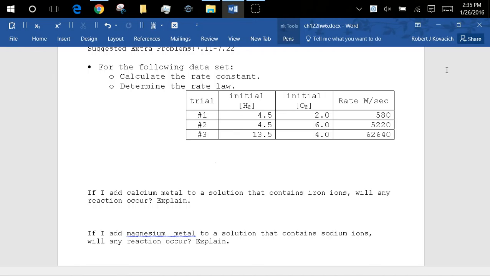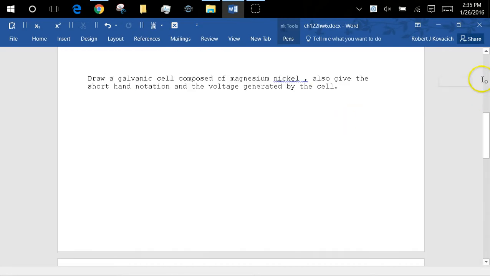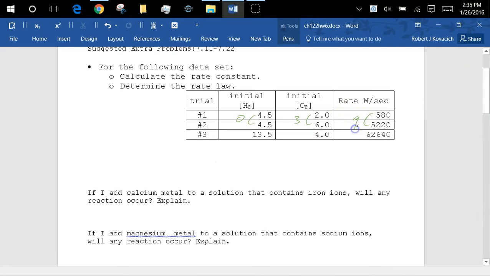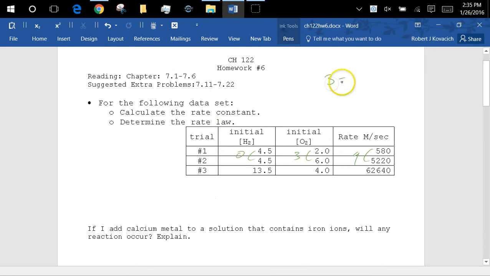All right, so we'll pick trials number, so no change here, 3 times here. How much did this go up? 9 times? This goes up by 9. And so 3 is equal to 9 when it's squared. So it's second order with respect to the oxygen.